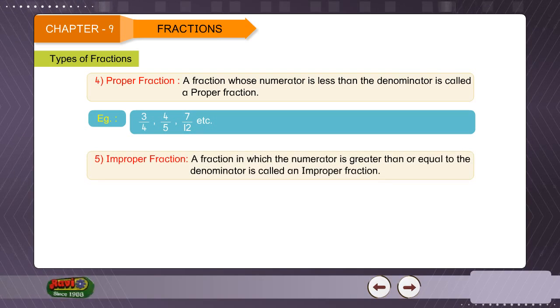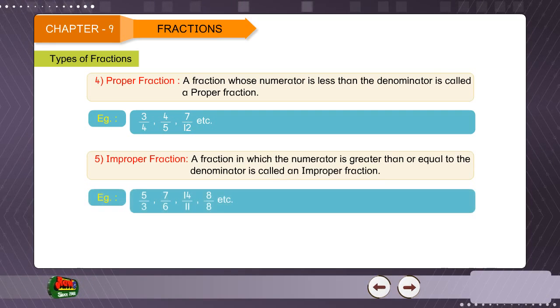5. Improper fraction. A fraction in which the numerator is greater than or equal to the denominator is called an improper fraction. Example: 5 by 3, 7 by 6, 14 by 11, 8 by 8, etc.